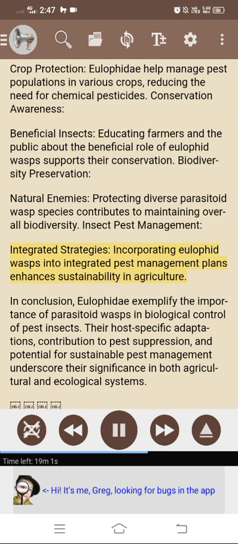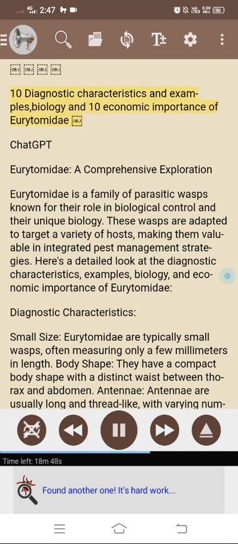Insect pest management, integrated strategies: incorporating eulophid wasps into integrated pest management plans enhances sustainability in agriculture. In conclusion, Eulophidae exemplify the importance of parasitoid wasps in biological control of pest insects. Their host-specific adaptations, contribution to pest suppression, and potential for sustainable pest management underscore their significance in both agricultural and ecological systems.